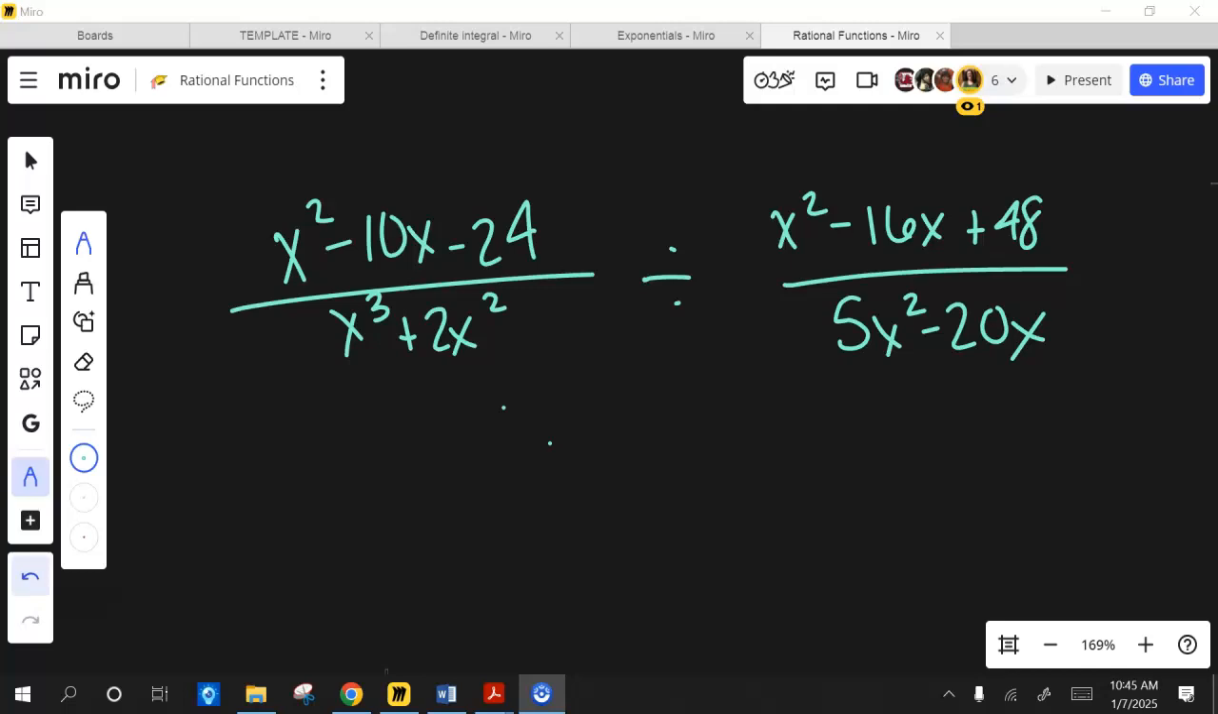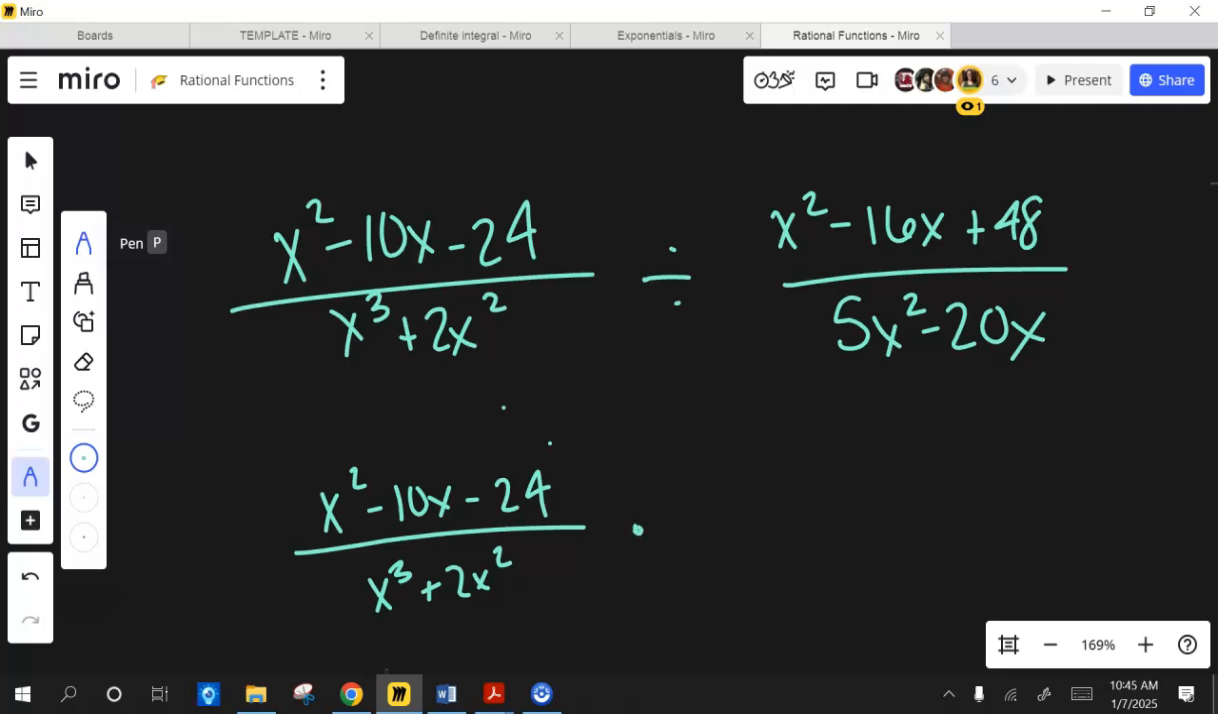To divide, the first thing I'm going to do whenever I see division is rewrite the problem as a multiplication problem, period. So it's going to be x squared minus 10x minus 24 over x cubed plus 2x squared times.